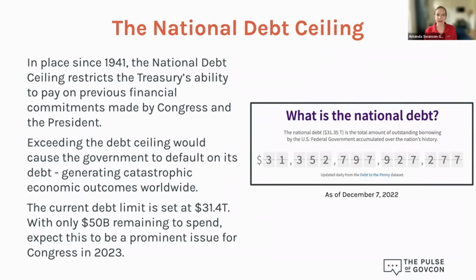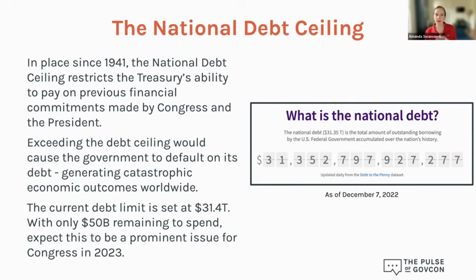Now, like I said, the national debt. The debt ceiling has been in place since 1941. What this does is restrict the Treasury's ability to pay on financial commitments that Congress and the president have made. So essentially, they have authorized spending at a certain level. The Treasury has to make outlays to meet those authorized spending commitments. The Treasury is not allowed to do that when it involves exceeding the debt limit.